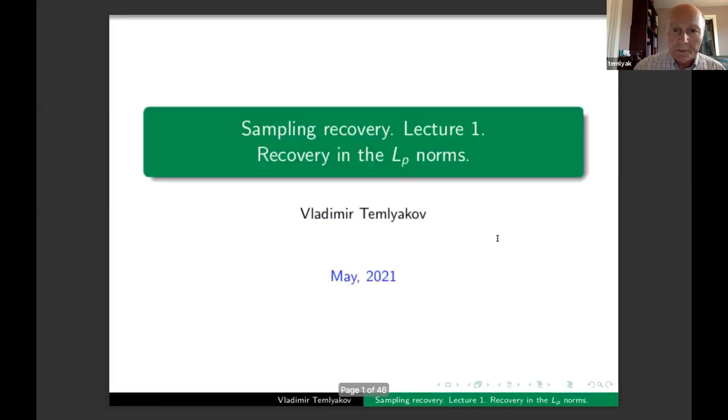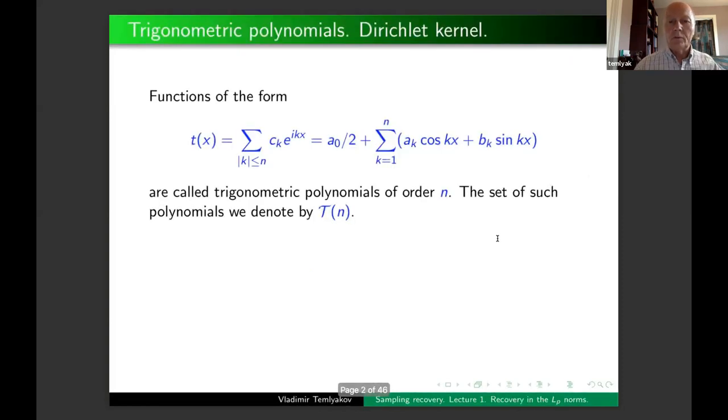So, let's begin with the definition. Everything will be illustrated, at least in the first slides, on trigonometric polynomials, because it is convenient to work with these classical objects. So what is a trigonometric polynomial? Everybody knows this, but it is written here in cosine and sine, and in exponential form. This is a trigonometric polynomial of order n, or sometimes we say of degree n, and this is the notation for this class of objects, the trigonometric polynomials.